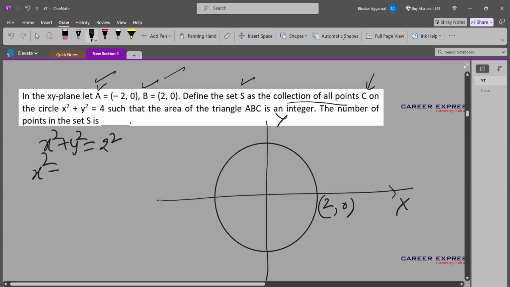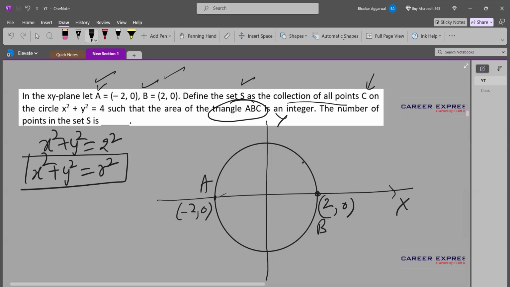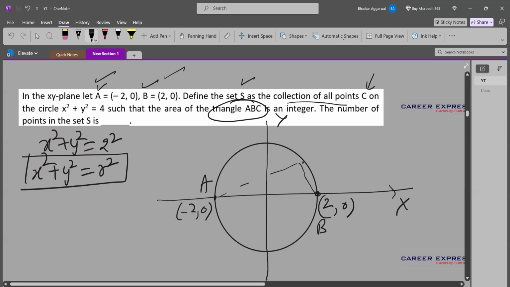So if I compare this with the general equation of the circle, x square plus y square equal to r square, the radius of the circle is 2. So this point is A, this point is B, 2, 0, and this point will be minus 2, 0. So A and B, these are the 2 points which are fixed. We need to make a triangle ABC, and point C can be anywhere on the circle. If the point C is here, then the triangle ABC will be this one, right? So there are so many triangles possible.